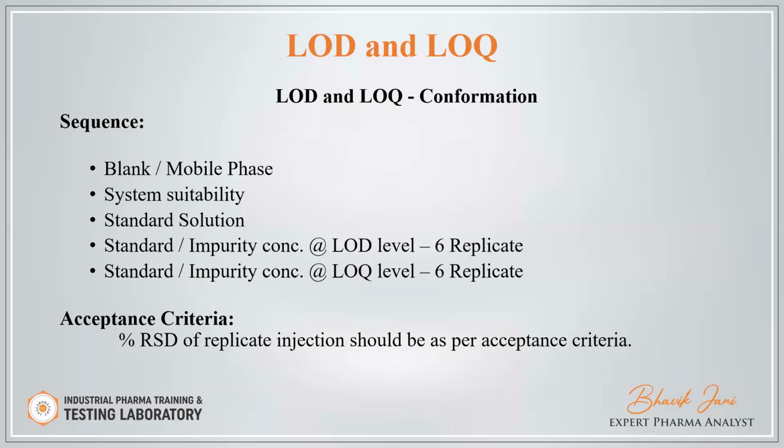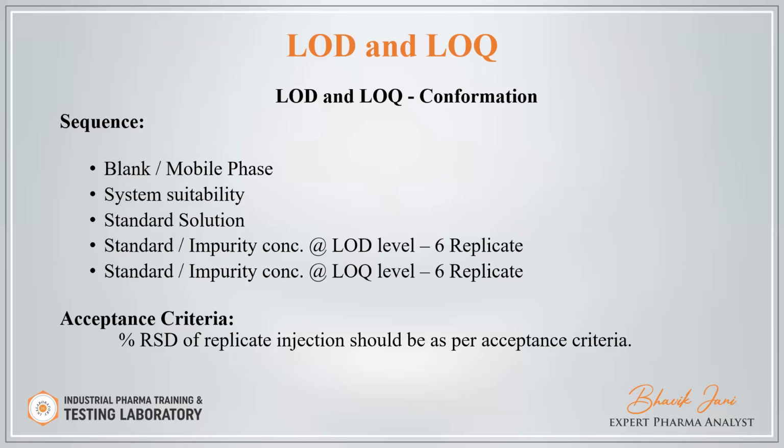Now LOD and LOQ confirmation. After determination of the LOD and LOQ, you have to confirm that. So how to prepare the sequence? First, you have to inject the blank or mobile phase, system suitability, standard as per the MOA 5 or 6. Then LOD level, whatever level you determine, you have to inject 6 times, same concentration. And the LOQ level, whatever LOQ level you determine, you have to inject 6 times.